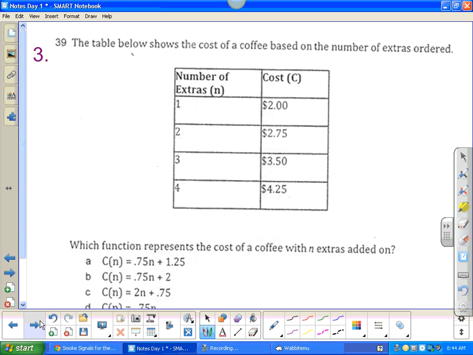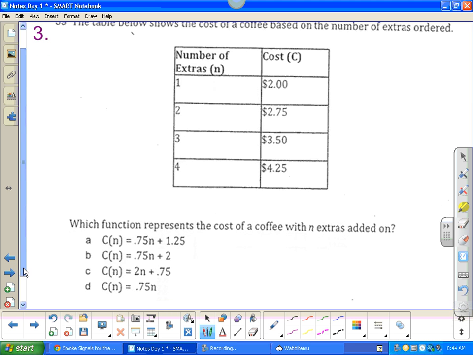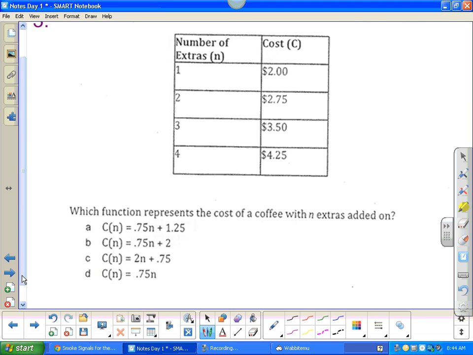The table below shows the cost of coffee based on the number of extras ordered. So you can go to those fancy coffee places and get a double espresso shot of whatever are all in your coffee. And so the more you put in it, obviously the more it's going to cost. So again, we're going to use our calculator.